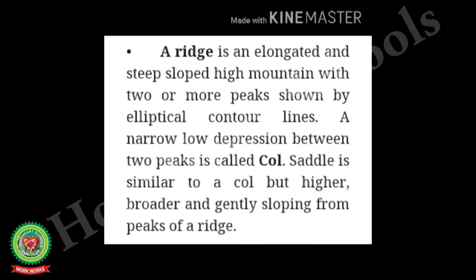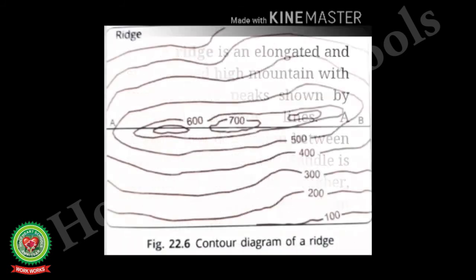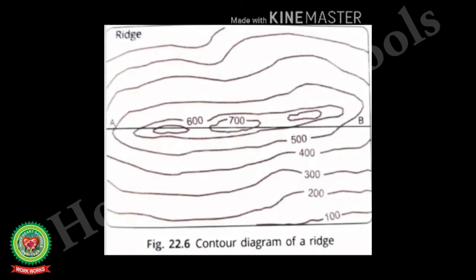Next after plateau is ridge. It is an elongated and steep sloped high mountain with two or more peaks shown by elliptical contour line. A narrow low depression between two peaks is called col. Saddle is similar to a col but higher, broader and gently sloping from peaks of a ridge. The contours showing a ridge are more or less elliptical in shape.